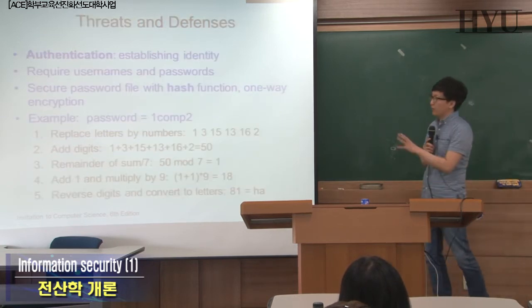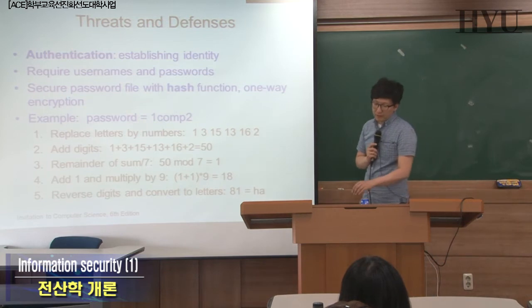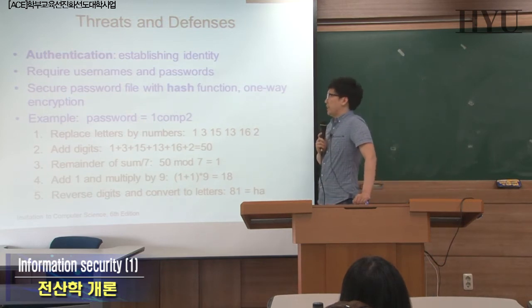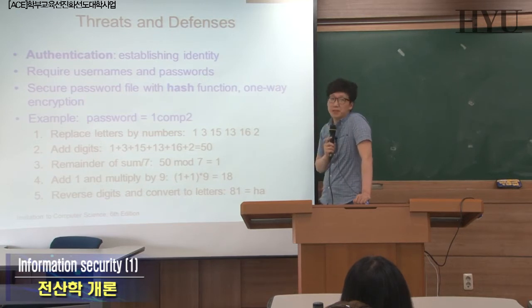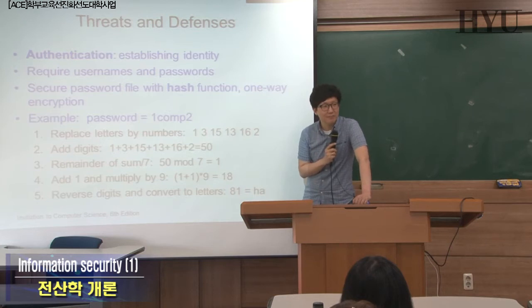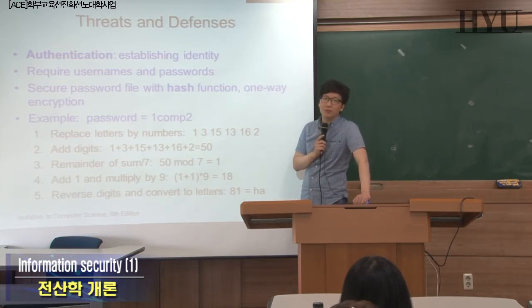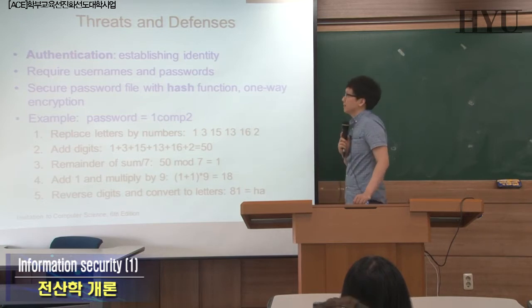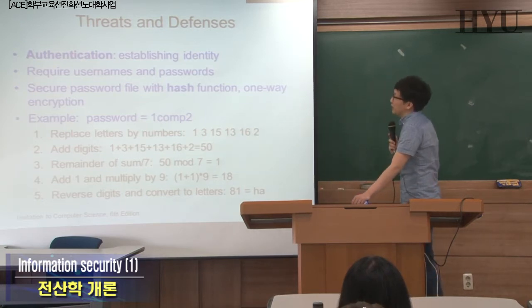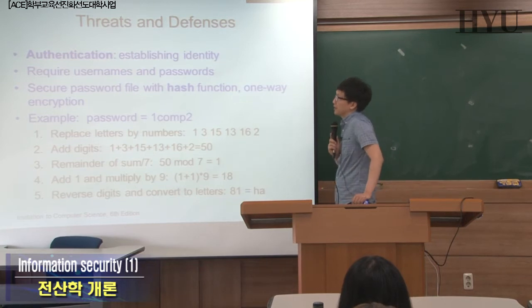So I think we left off around here. Threats and defenses. Authentication, establishing identities. Require username and password. Password is the oldest security mechanism that we've been using so far. So password has been around for a long time. Secure the password file with a hash function, one-way encryption.